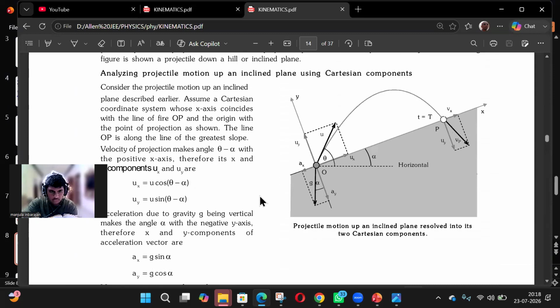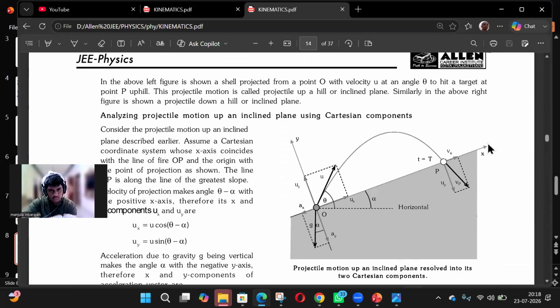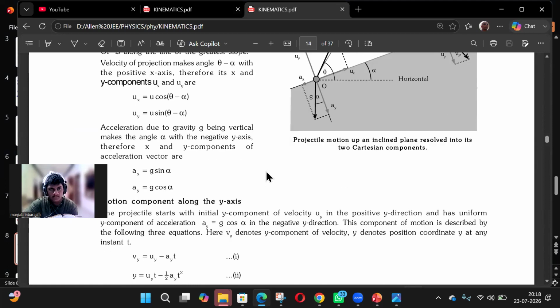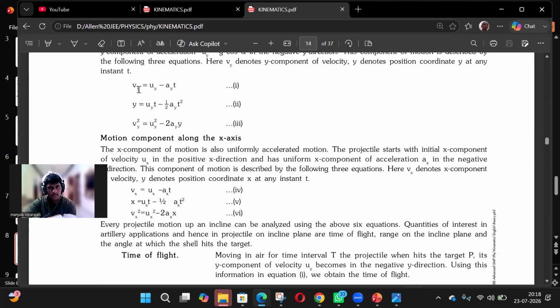So the basic thing is this: you have to choose the x-axis along the plane and the y-axis normal to it, and the acceleration is vertically downwards. So the angle between the vertical direction and the normal to the plane is again alpha. So g cos alpha is along the minus y direction, and g sin alpha is along the negative x direction. So that will give the two sets of equations of motion, this on the y-axis, this on the x-axis.